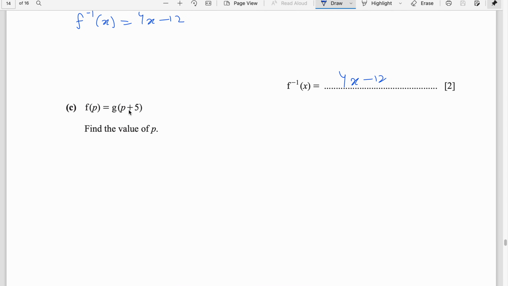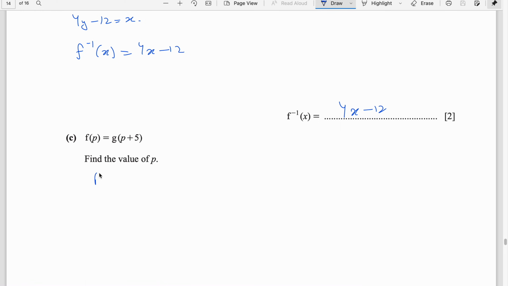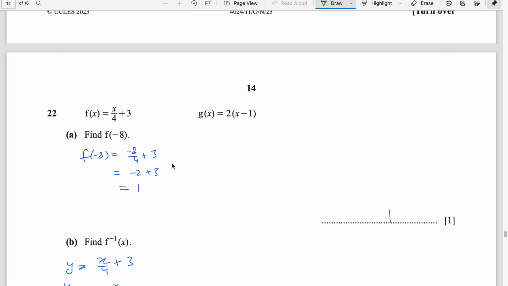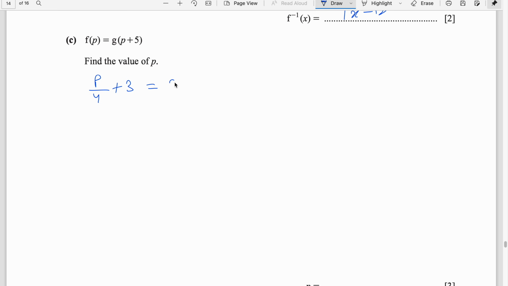Find fp is equals to g this. Okay, so we have to substitute p in f. That was x by 4 plus 3, making it p by 4 plus 3. On the other side, g is 2 into x minus 1. So that is 2 into x minus 1. And now we simplify. So p by 4 plus 3 is equals to 2p plus 8.